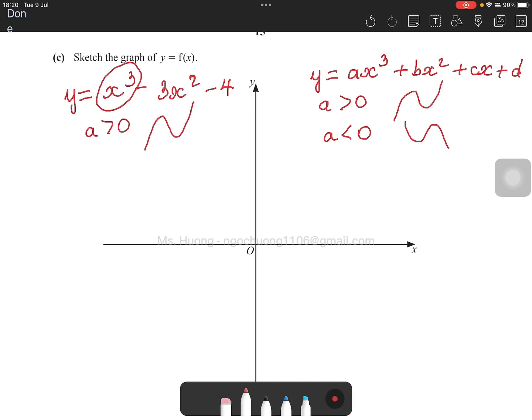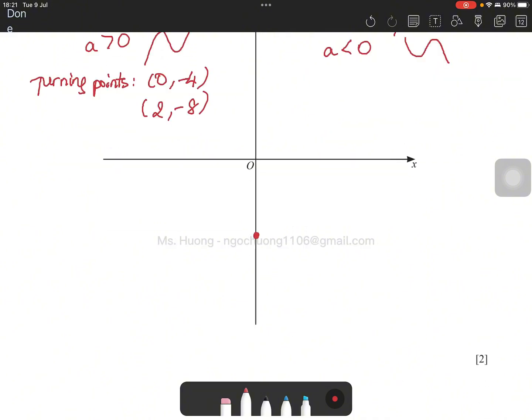Next, from question B, you also know that the two turning points are (0, -4) and (2, -8). So first we'll plot these 2 points. (0, -4) is somewhere here, and (2, -8) is somewhere here. So these are the turning points. Then the form of the graph should be like this.